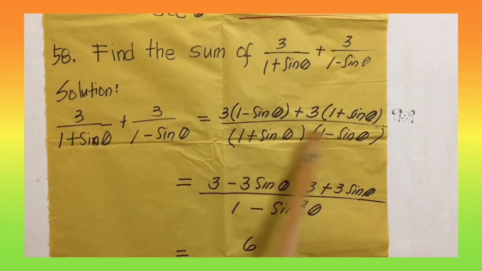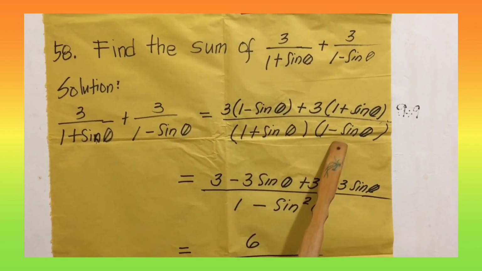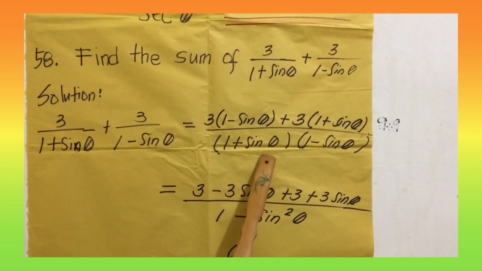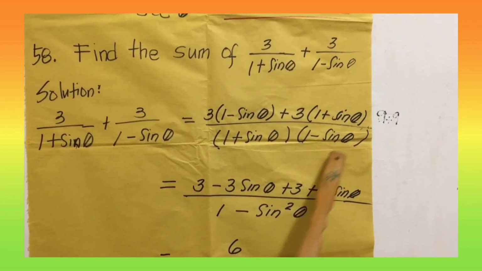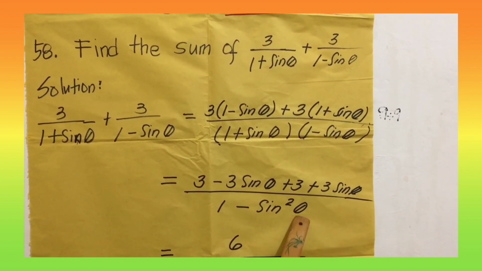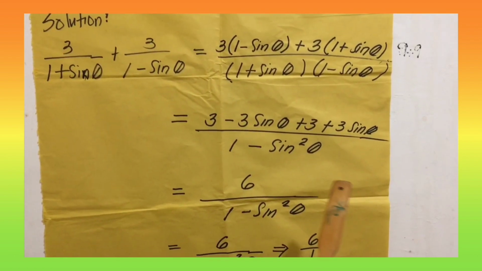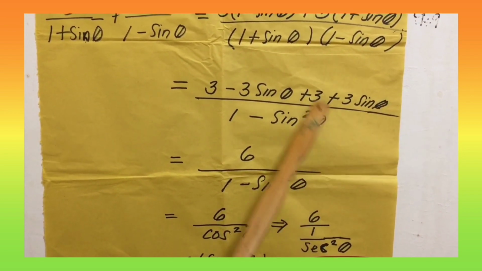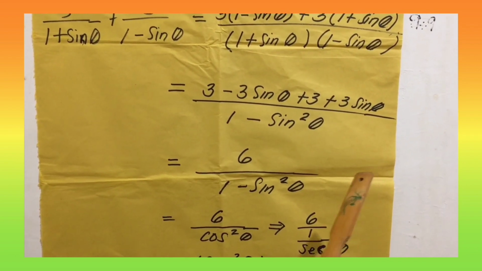All over, we're going to multiply this. If we have positive and negative, we can directly multiply this. 1 times 1 equals 1. Positive sine theta times negative sine theta, we have negative sine squared theta. And then we're going to combine like terms. 3 plus 3 equals 6. Then negative 3 sine theta, then positive 3 sine theta. We are going to cancel this, no more.